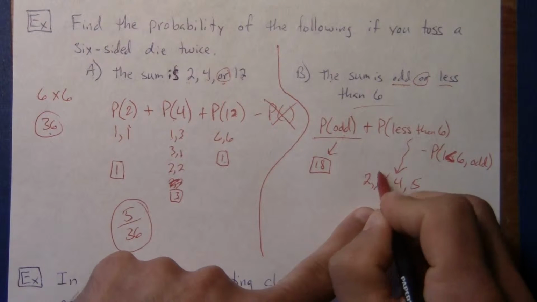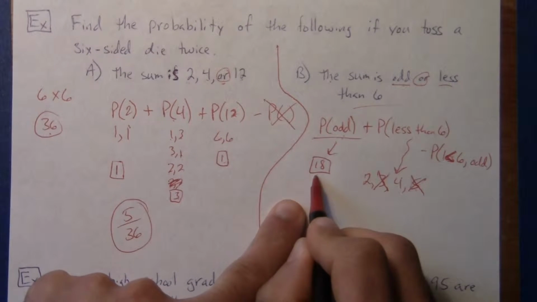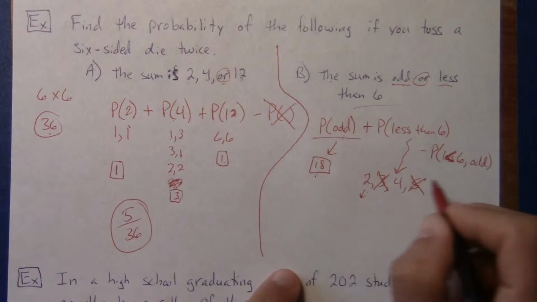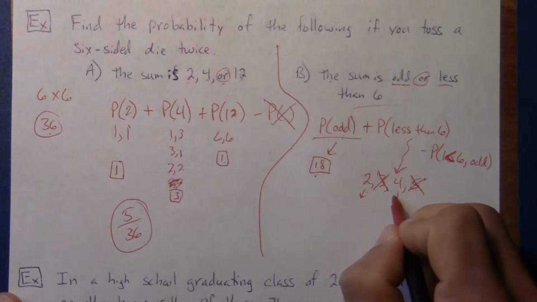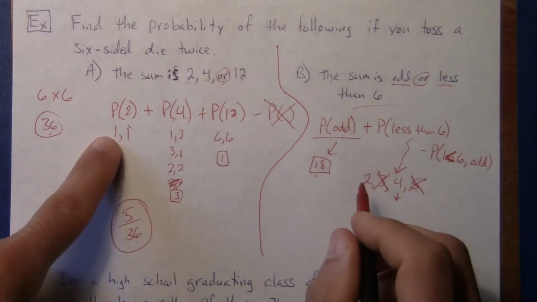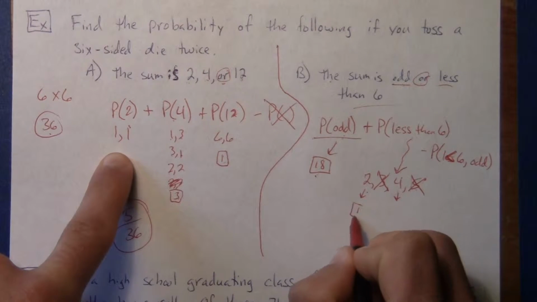I don't want to be counting the number of ways that I can do 3 and 5 because those are already in this 18. So I'm going to just find the number of ways that I can have a sum of 2 and then find the number of ways that I can have a sum of 4. And lucky for us, we've already done that over here, but if we hadn't, we would of course list them out. The number of ways I can get 2 is only 1. I have to roll a 1 and a 1.